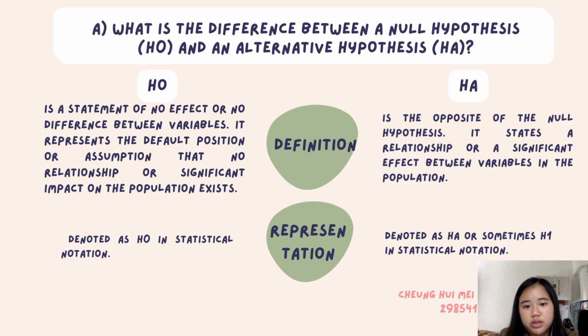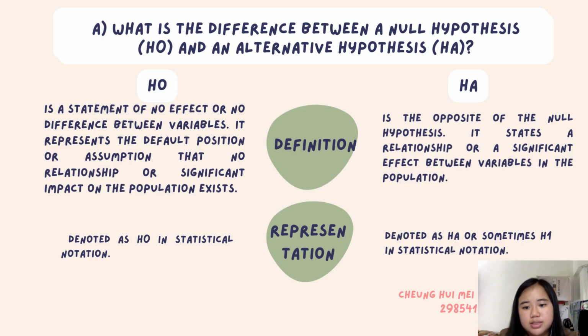First, what is the difference between a null hypothesis and the alternative hypothesis? The null hypothesis is a statement of no effect or no difference between variables. It represents the default position or assumption that no relationship or significant impact on the population exists. And the alternative hypothesis is the opposite of the null hypothesis. Instead, a relationship or a significant effect exists between the variables in the population.